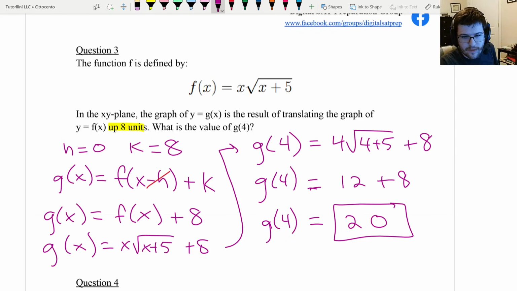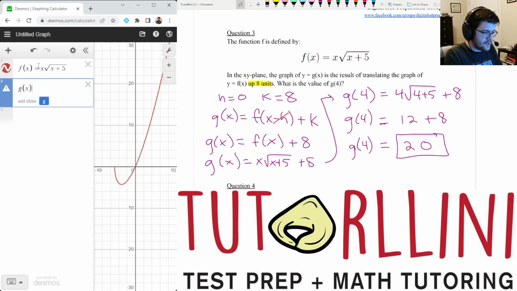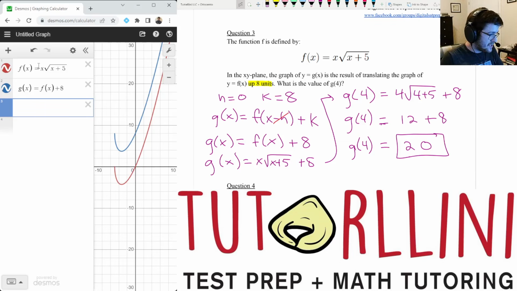This would have been a pretty good one for Desmos. Why don't we check our work really quick? So f of x equals x square root x plus 5. G of x, we had to come up with this ourselves. F of x plus 8. And we can verify for ourselves that we did a good job coming up with the expression f of x plus 8 because it looks like it moved up on the picture, right? So that's a good sign. And we want g of 4, which is 20. Okay, so we did a good job. Great.